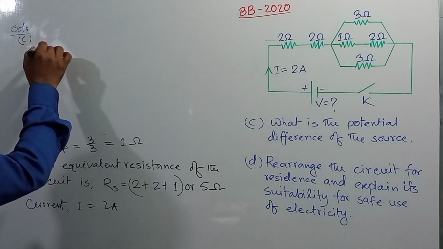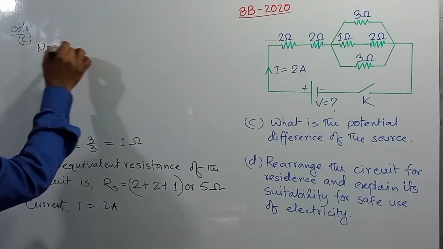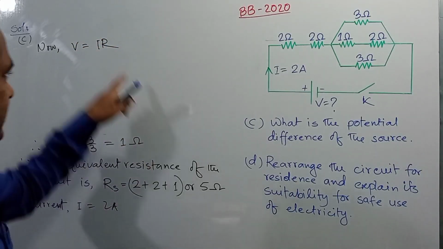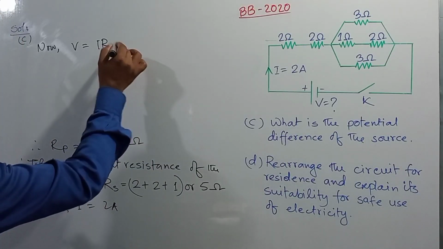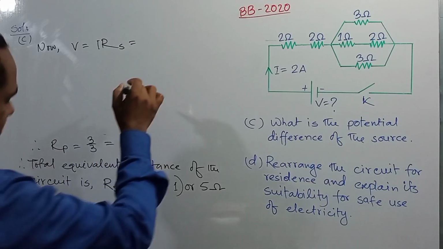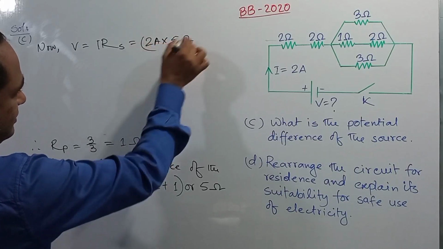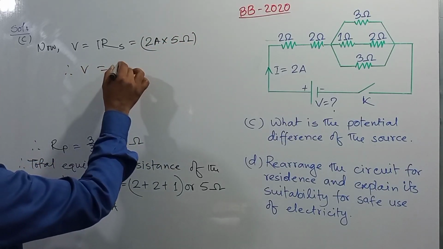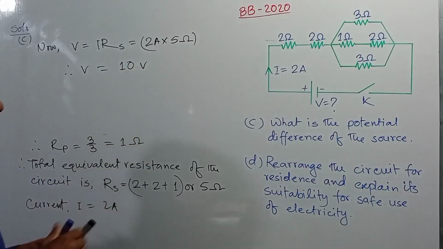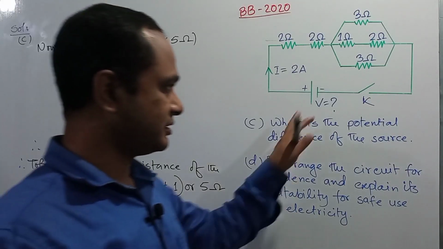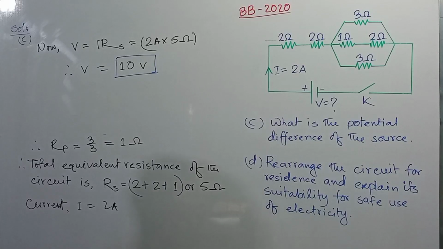Now we can write V is equal to IR, right? Here I is the main current and R means Rs. So I is equal to 2 ampere and R is 5 ohm. Therefore V is equal to 10 volt. So if we apply 10 volt potential difference, or if we use a source of 10 volt, then we will get 2 ampere current in the circuit, right? I hope you got it.